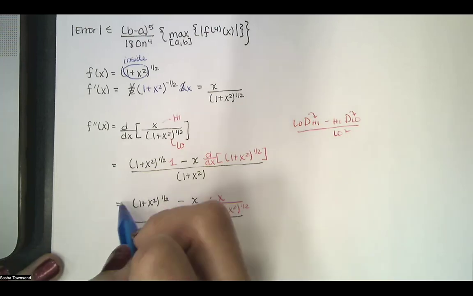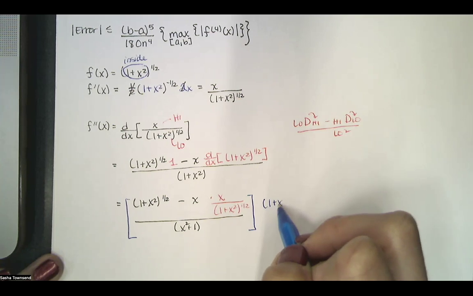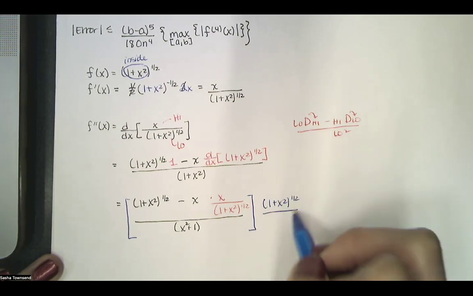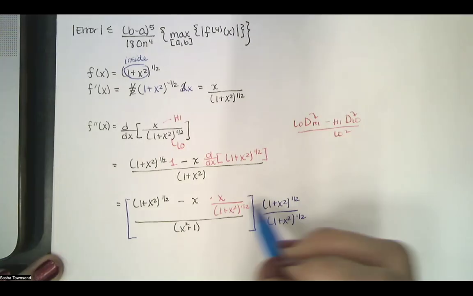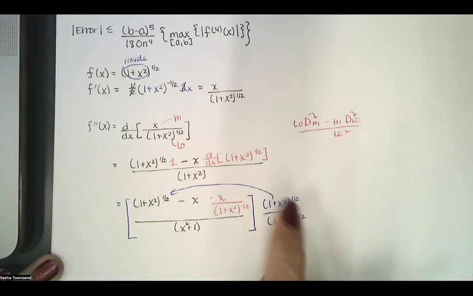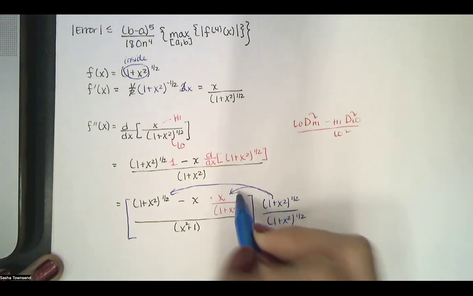Now I've got a fraction within a fraction. To clear that fraction within a fraction, I'll multiply the numerator and denominator by 1 plus x squared to the 1/2. And then we'll distribute: this times this is our first term, and then we'll have this expression times that is our second term.